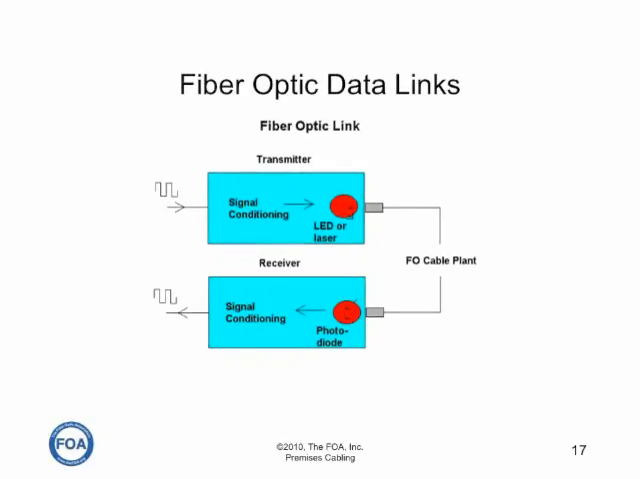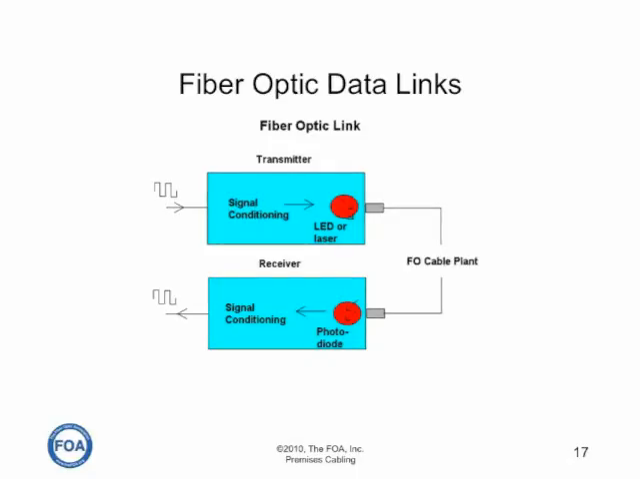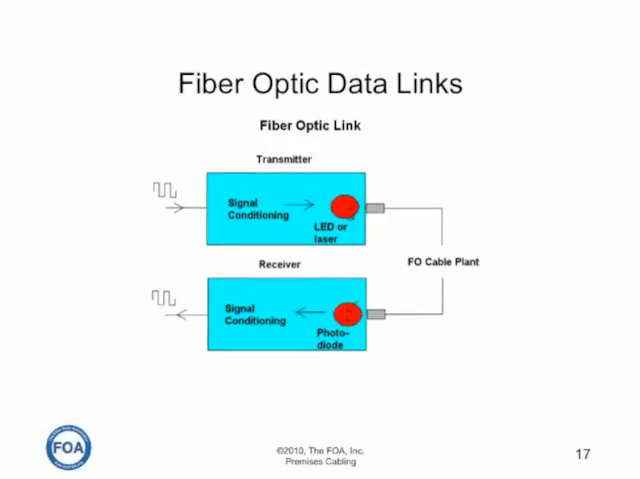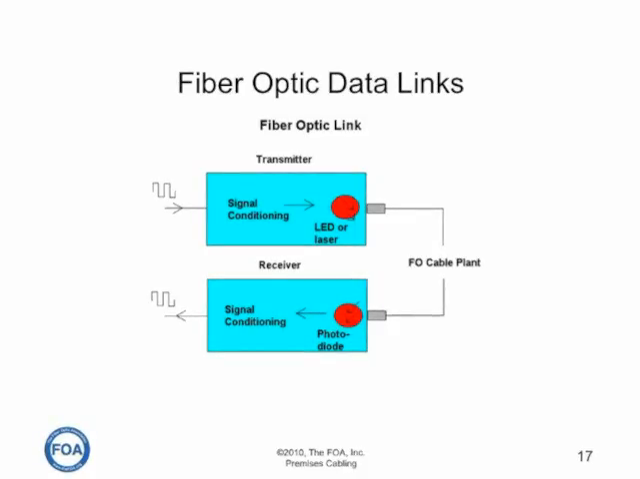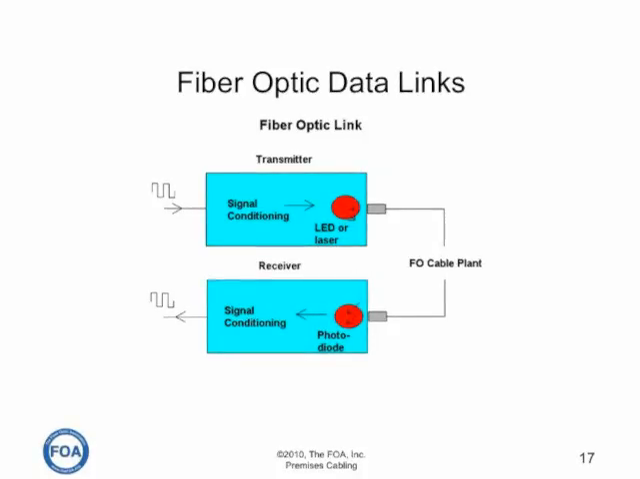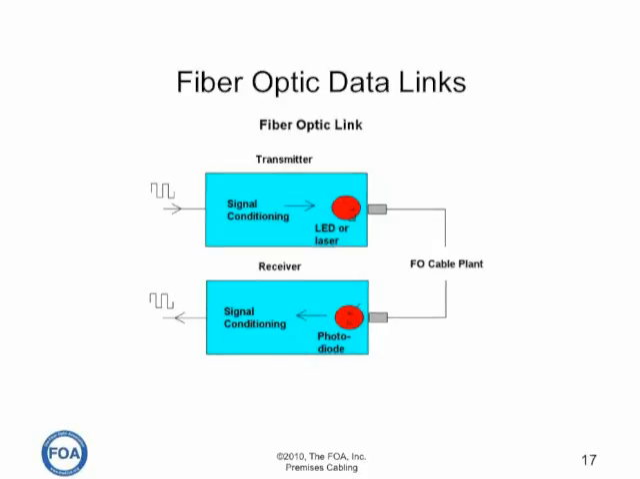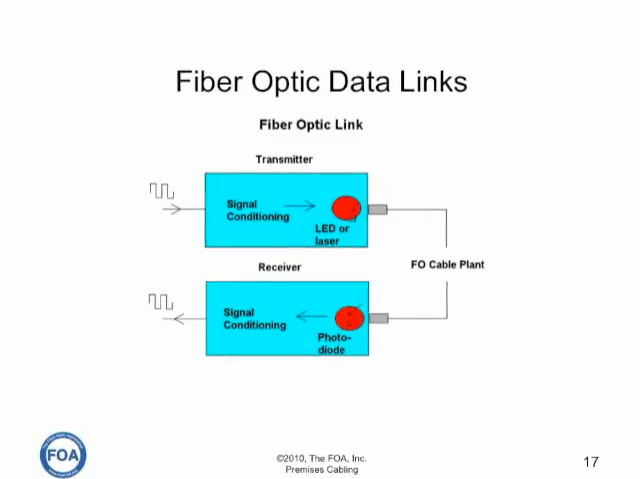Fiber optic data links take an electrical signal, convert it to an optical signal using an LED or laser, which it then transmits through the fiber optic cable plant. At the far end, a receiver, which has a detector, a photodiode, converts the signal back to an electrical signal, and signal conditioning then transmits it out as an electrical signal to the communication system for which the link is connected.